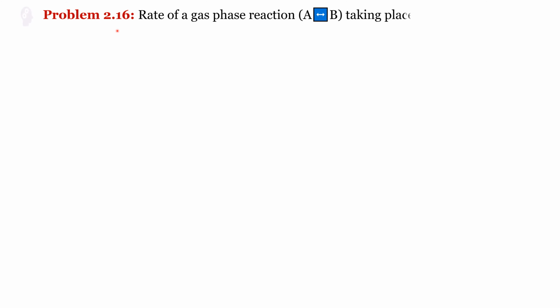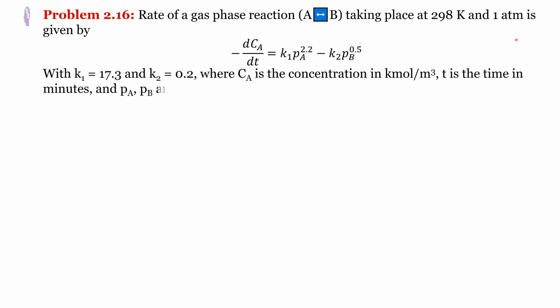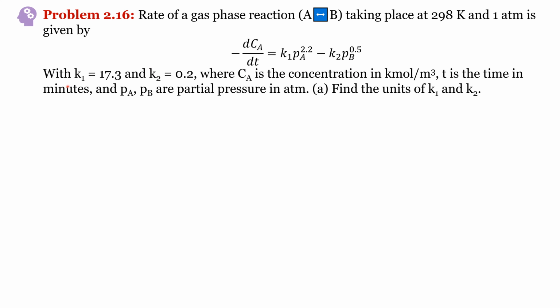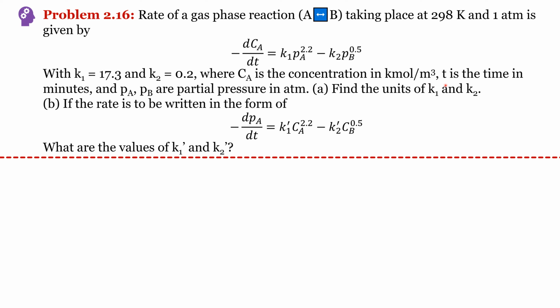Now problem number 2.16: the rate of a gas phase reaction taking place at 298 Kelvin and 1 atm is given, and the values of K1 and K2 are also given. The unit of CA is kilomole per meter cube, the unit of t is time, and the partial pressure is given in terms of atm. First, find the units of K1 and K2, and in the second part, if the rate is expressed in some different form, then what will be the units of K1 dash and K2 dash.